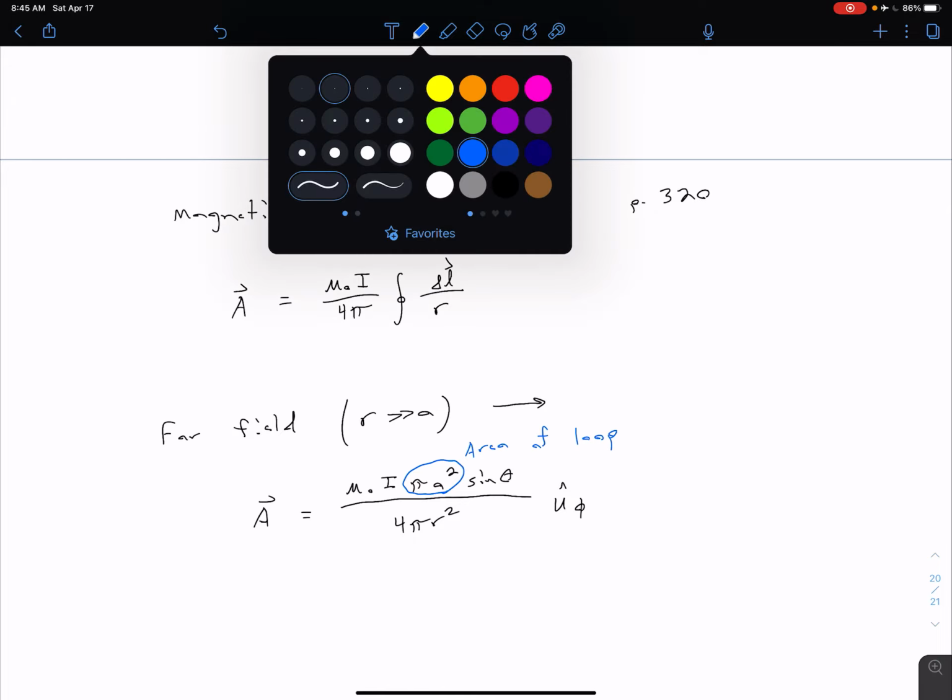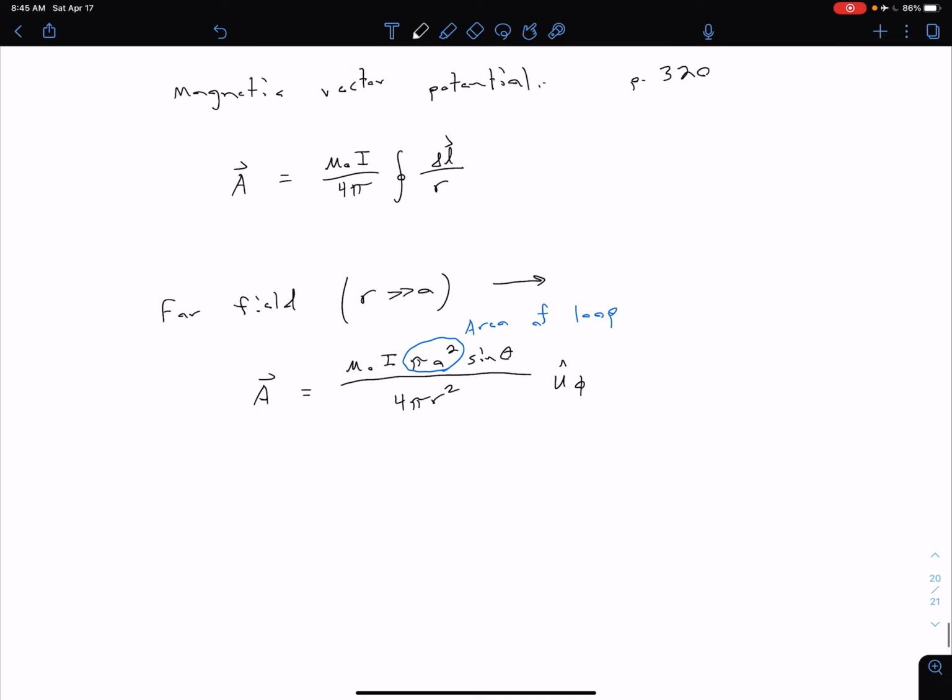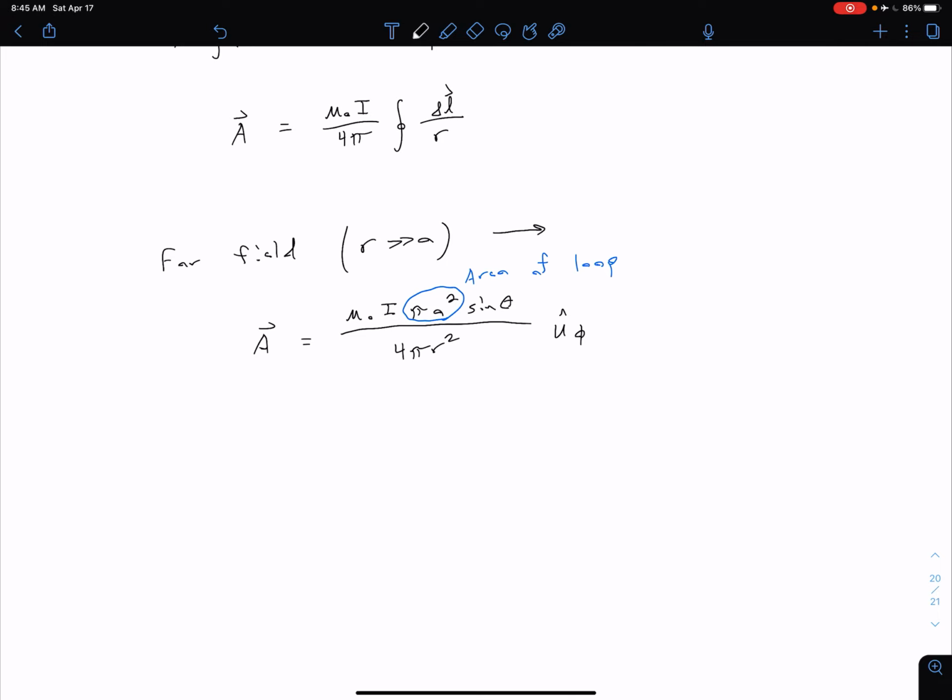So what we can do is we can rewrite this A equation in terms of our magnetic dipole moment. So you might have been wondering when we were talking about torque, why do we call that our magnetic dipole moment as opposed to just our magnetic moment? And so that's because we can relate it to this dipole action of our small current carrying loop. So we can say this is mu naught times our magnetic dipole moment cross with a unit vector in the r direction divided by 4 pi r squared.